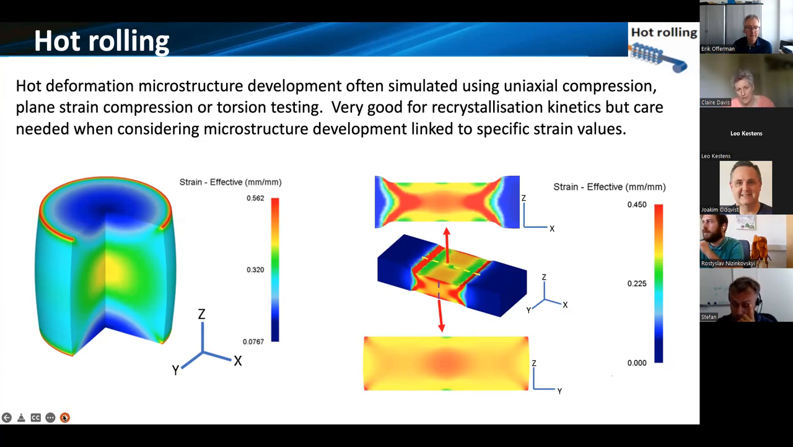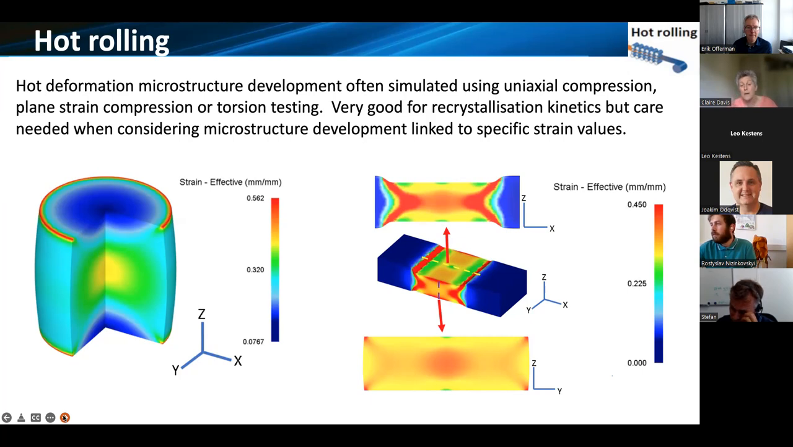Ideally, we can get that optimized, but quite often we might want to be looking at using thermomechanical simulation to get our microstructural behaviors or indeed recrystallization kinetics. There's a number of approaches that can be used, from uniaxial compression, plane strain compression, torsion testing, and they all have different strengths and challenges in order to understand microstructural development.